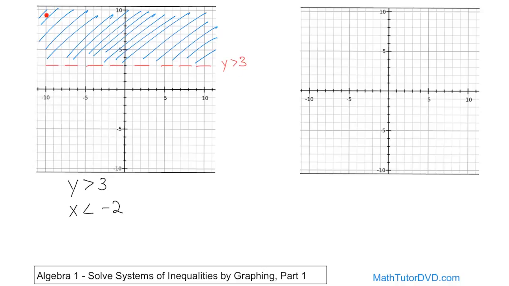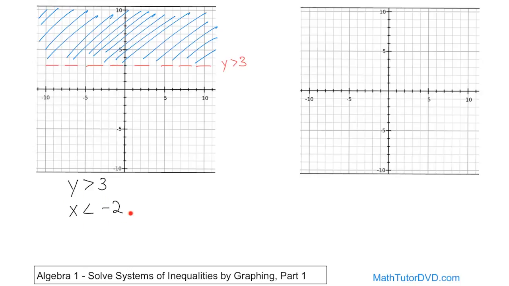What it is saying is that for all of the shaded region, there's an infinity of points up here, not including this line, but everything up here satisfies y is greater than 3. That means the y value at this point, at this point, at this point, they're all greater than 3. That's all it means. All right, so we're done with that.